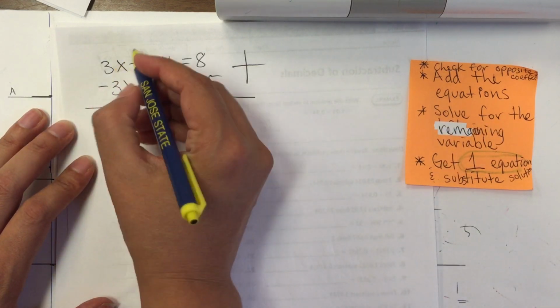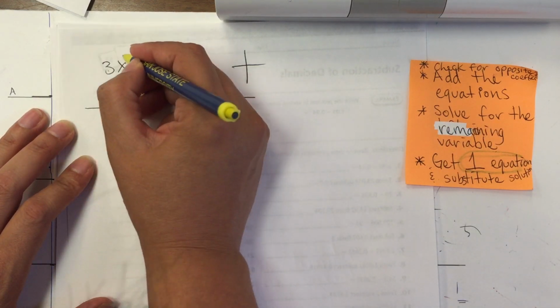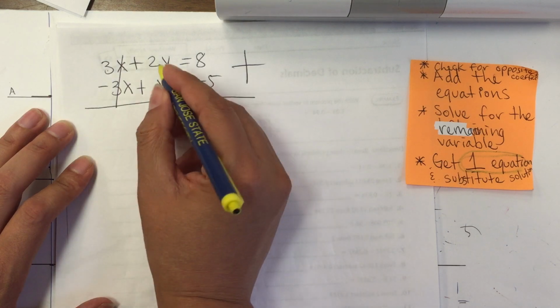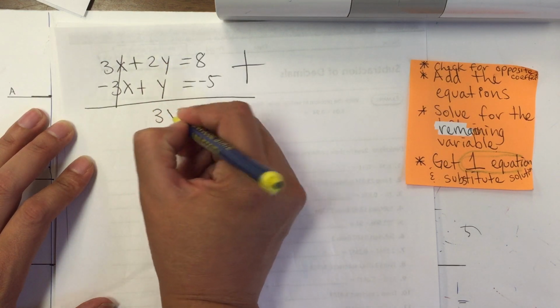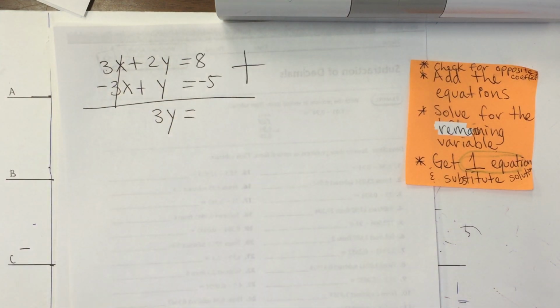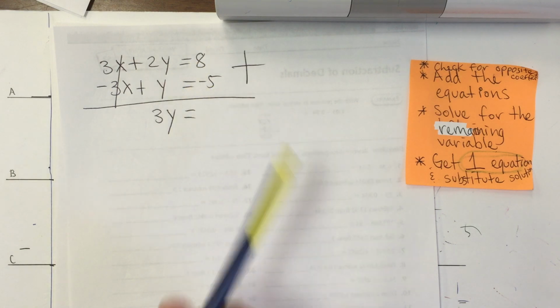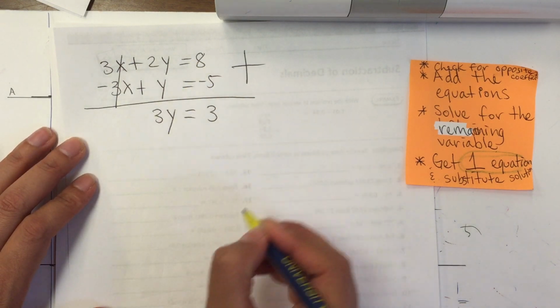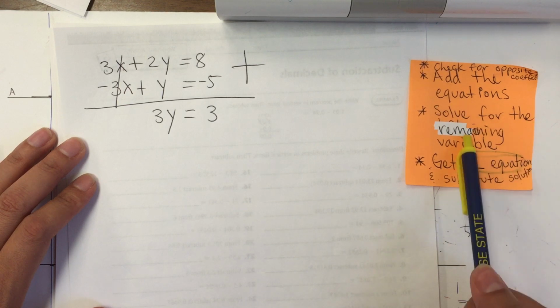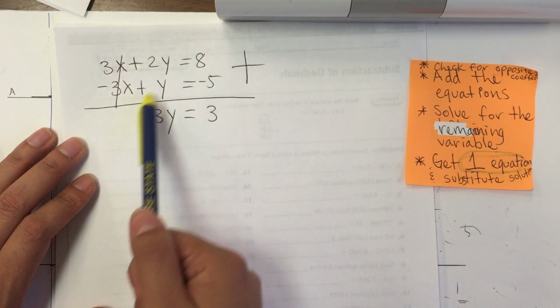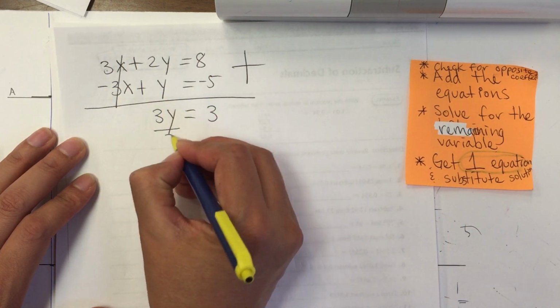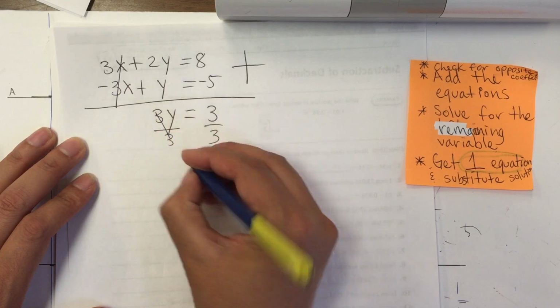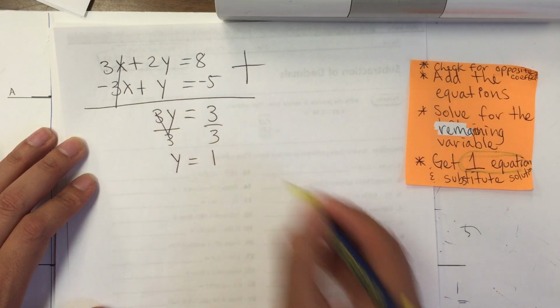And when I add, I have 3x minus 3x is canceled. 2y plus y is 3y equals, and 8 plus negative 5 is positive 3. Then I solve for the remaining variable, the one that wasn't canceled, and I divide by 3. And so y is equal to 1.